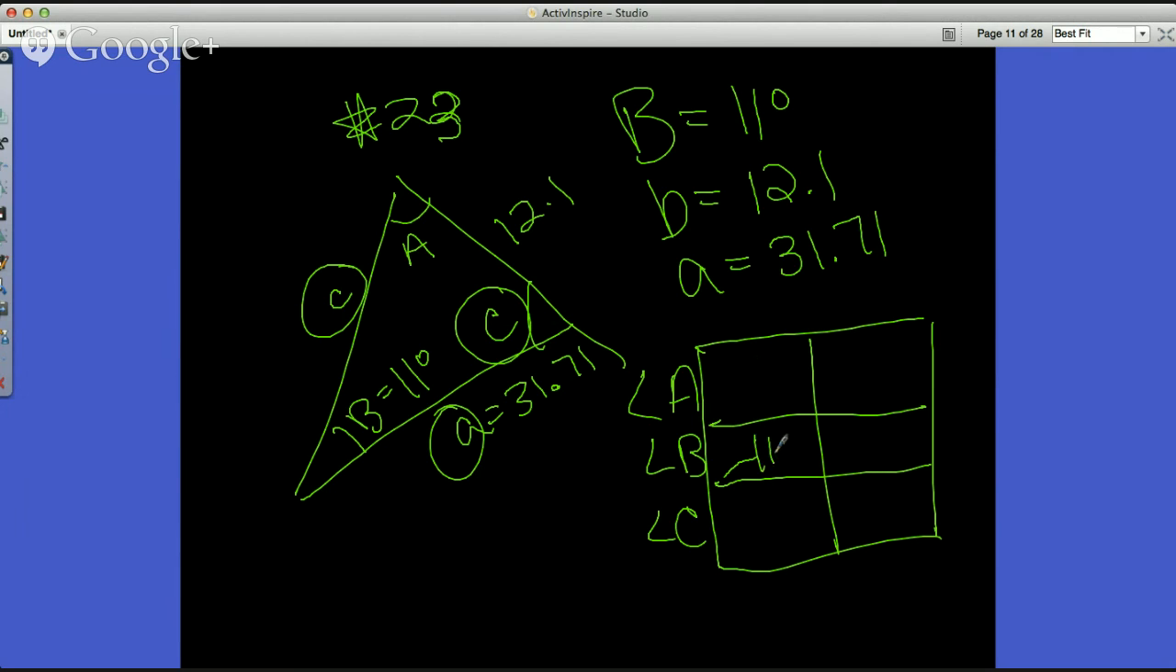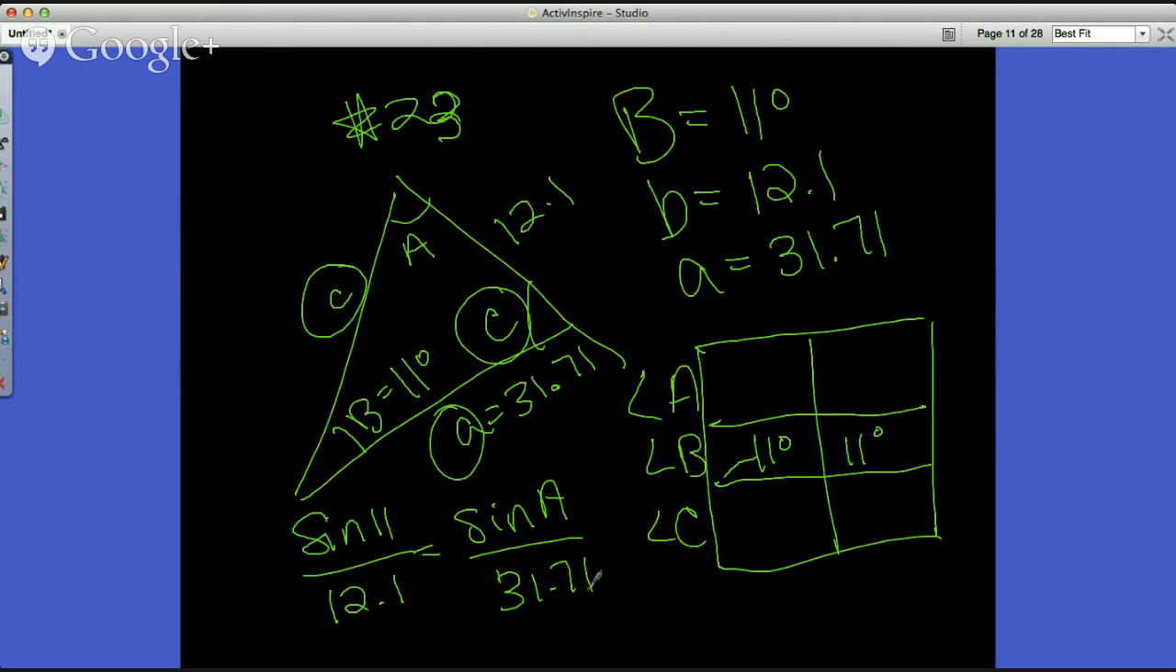You go ahead and put 11 in the chart. Yeah, you can. Absolutely. So you could put 11 degrees here. What would be the second one? 11 because it's given, right? Good, Katie. So I'd say sine of 11 over 12.1 equals sine of A, big A, over 31.71. Now, if I cross multiply, divide, and all that, what I'll get is 31.71 sine of 11 equals 12.1 sine of big A. So I'll divide by 12.1, divide by 12.1.